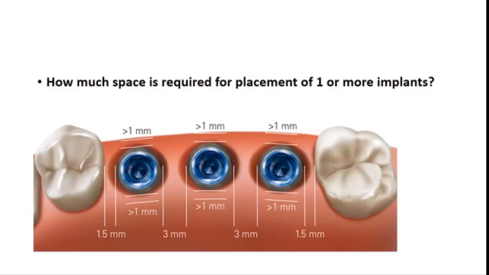So I repeat again, 1.5 millimeters distance between the implant and the natural tooth. Between two implants, 3 millimeters. A minimum of 1 mm on the buccal, palatal or lingual aspect. Basic requirements.